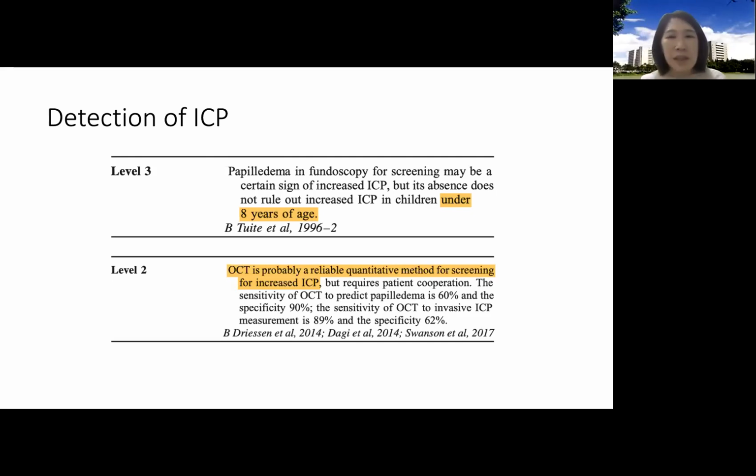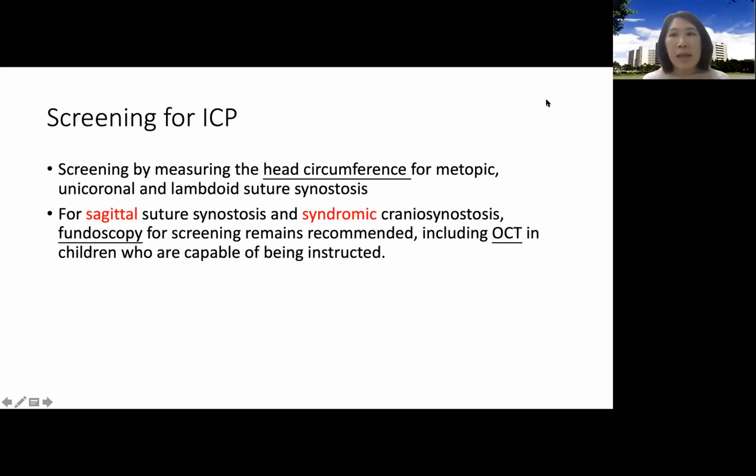And they found OCT is probably a reliable method for screening for increased intracranial pressure. However, that's a machine, so you require the patient's cooperation. Usually, if the patient is older than 4 years old, then he probably can cooperate with the OCT. So the conclusion is that if you have a sagittal or a syndromic case, you should do the fundoscopy or OCT before the age of 6 years.